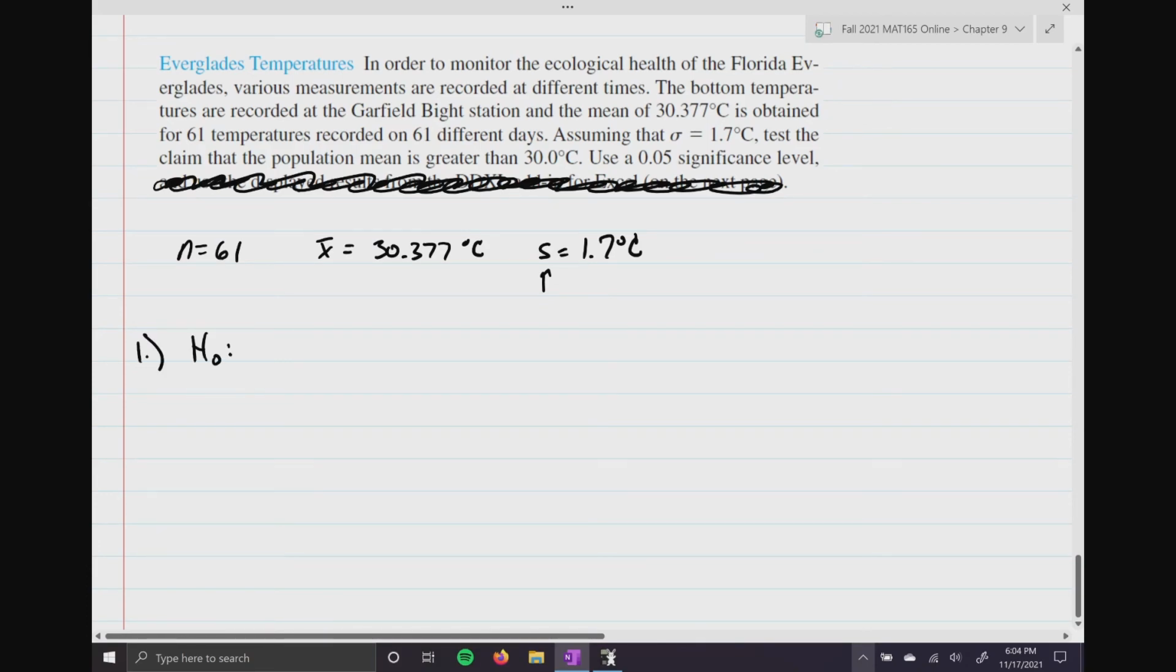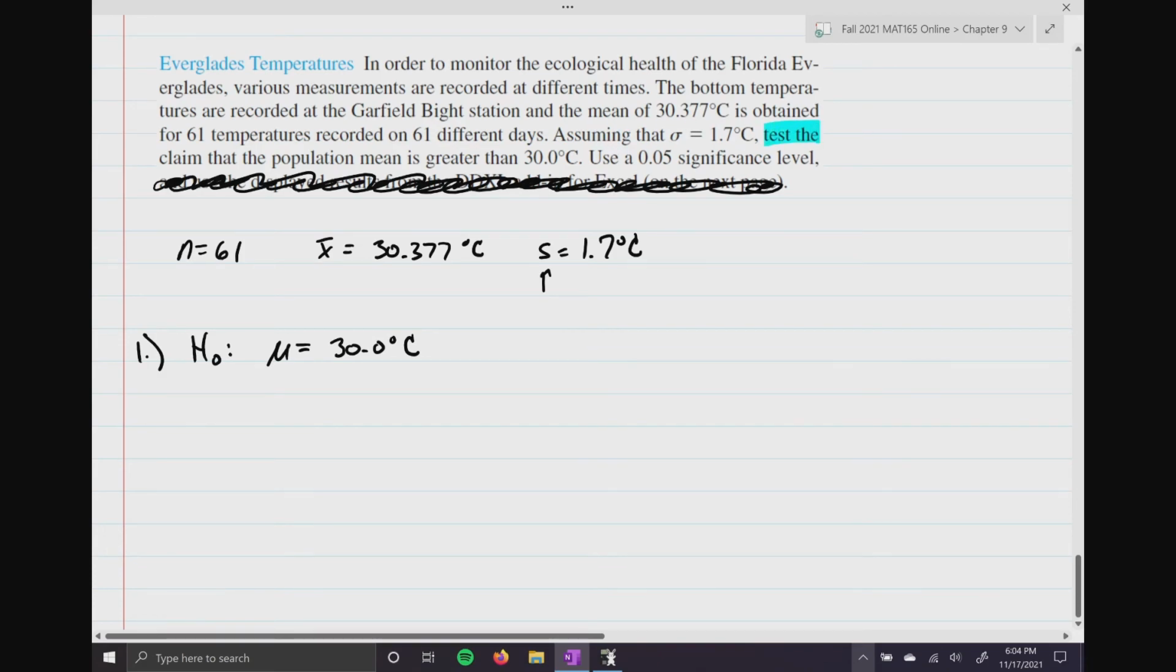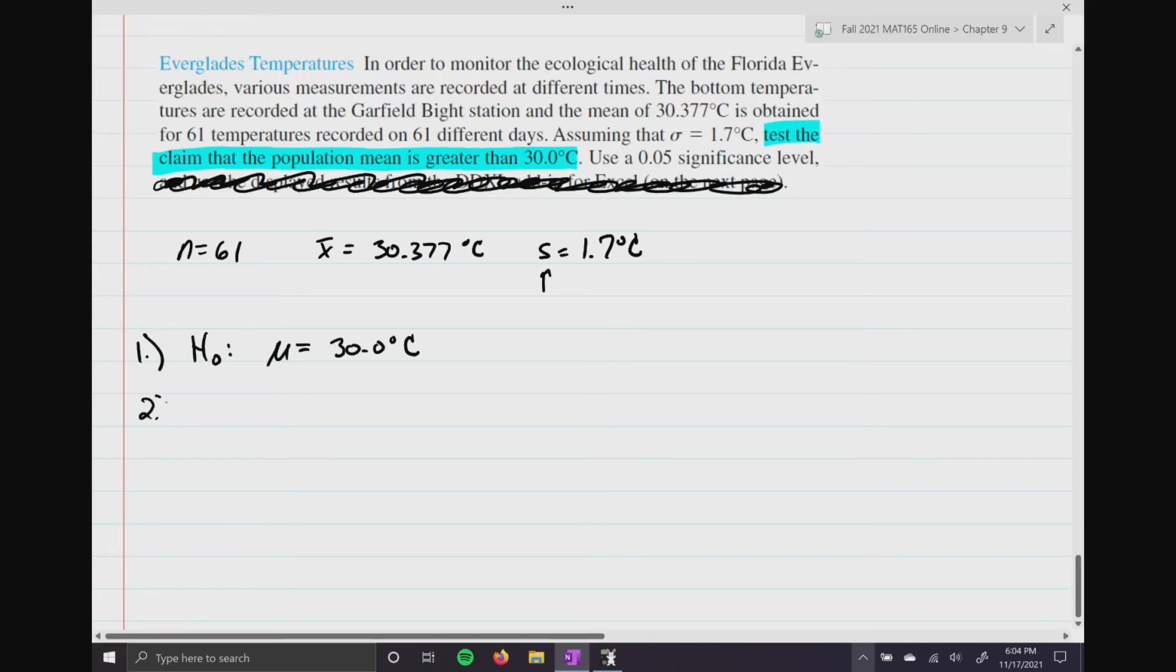Well, we're testing mean temperatures, so we know the mean is going to be 30 degrees Celsius. Now, if you're asking where I got that, let me highlight it for you. We're going to test the claim that the population mean is greater than 30 degrees Celsius. So our alternative has to be mu is greater than 30 degrees Celsius.